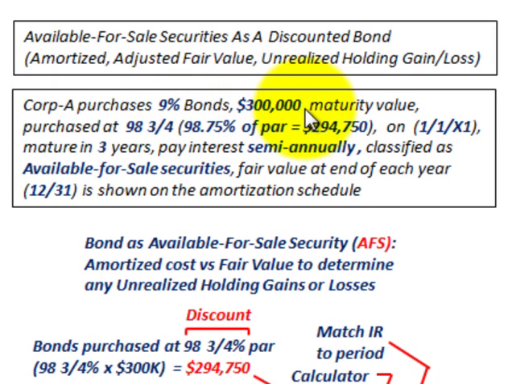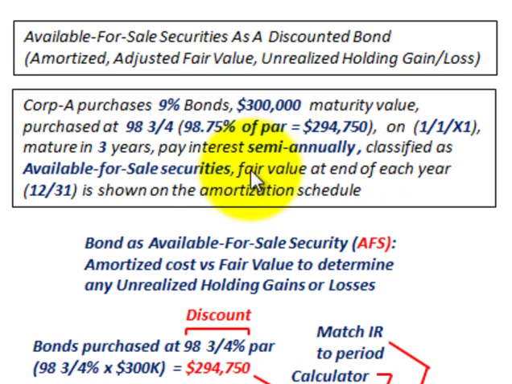So for example here, Corporation A purchases a 9% bond. It has a $300,000 maturity value on the bonds here, and they're purchased at 98 3/4, or that would be 98.75% of par, which equals the purchase price here of $294,750. And they were purchased here on 1/1/X1. They're going to mature in 3 years. They pay interest semi-annually, and they're classified as available for sale security. So that's the key that we're going to be looking at here in this example.